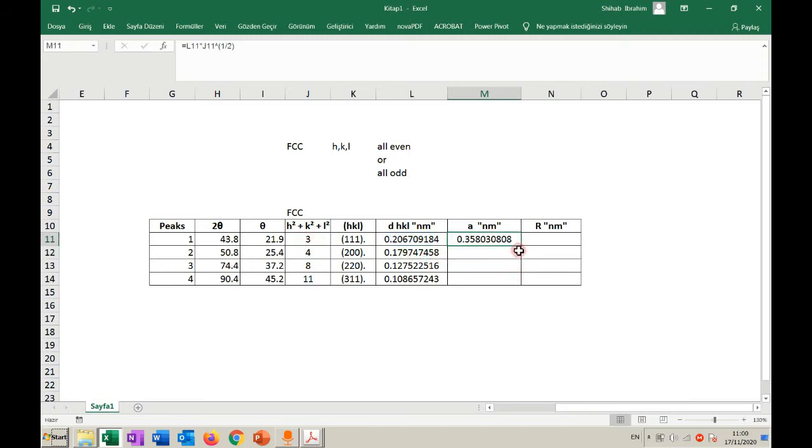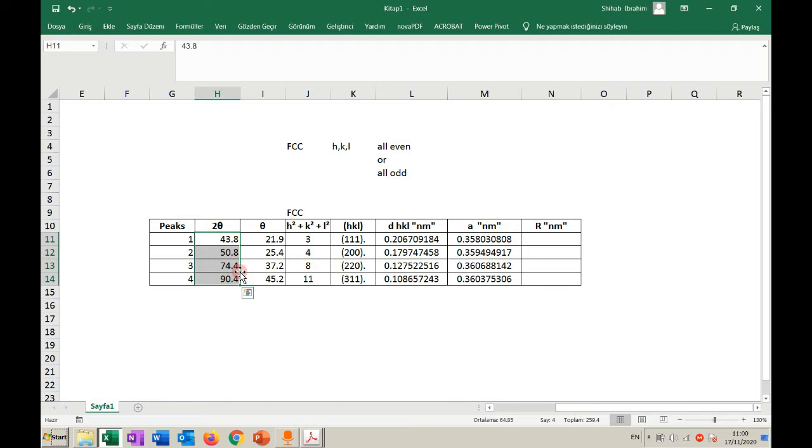Now, what do we expect for all the other a here? We expect all of them to have the same value. But look at the difference we have: 0.35803, 0.35949, 0.3606, 0.36037. The difference in a is due to the angles that we have here.